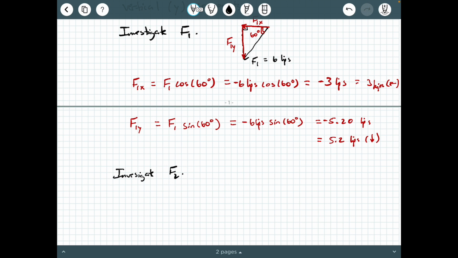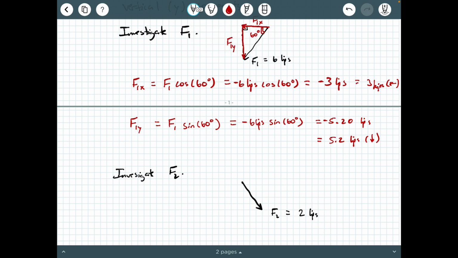F2, okay? And so by looking at F2, what do we have? Well, F2 is pointing over here. That's an ugly looking vector. Let me draw it better for us. F2 is pointing here into quadrant 4, and that equals 2 kips.